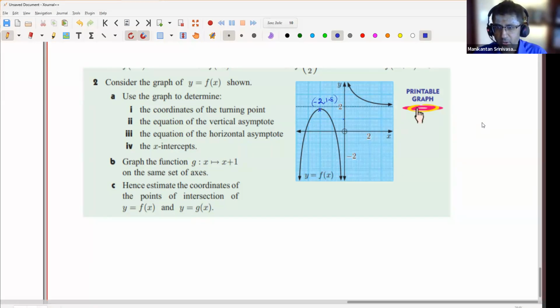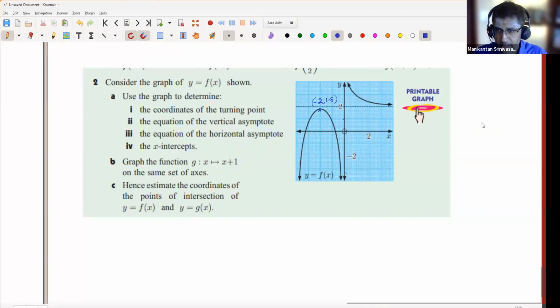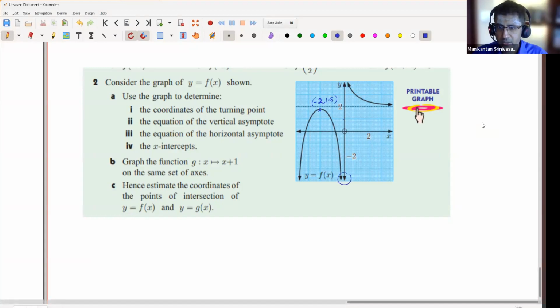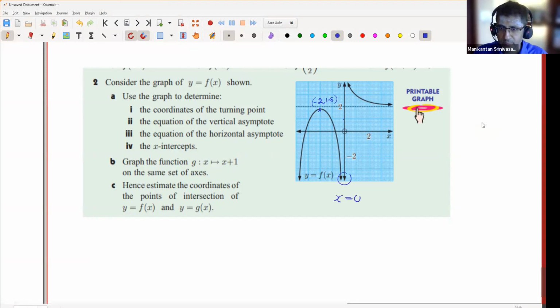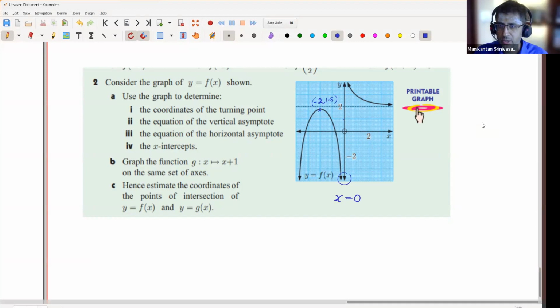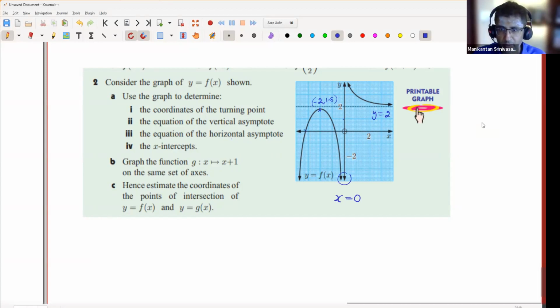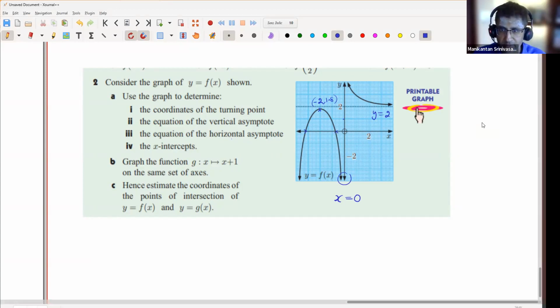Equation of the vertical asymptote. The vertical asymptote is happening right here. So the vertical asymptote is the y-axis itself, and the equation of the y-axis is x equal to 0. So x equal to 0 is the only vertical asymptote. Equation of the horizontal asymptote. I know you said 2C, but I'll quickly go through the earlier parts. The horizontal asymptote is y equal to 2. The x-intercepts are very clear, whatever these coordinates are, you can read them from the graph.